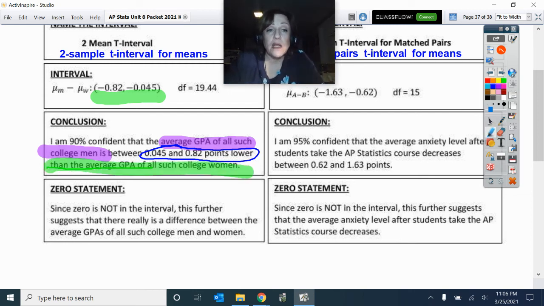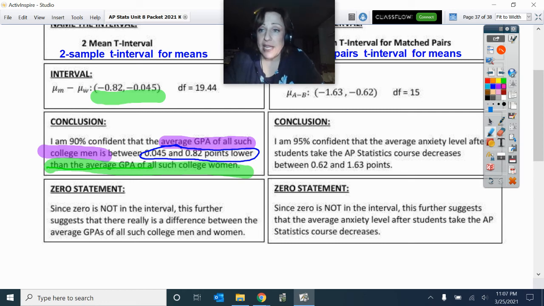Okay, so look at that. 2 separate averages stated and the difference between those two. And since 0 is not in the interval, this further suggests that there really is a difference between the average GPAs of college men and women. So see, my language is really distinguishing that I have 2 means right here in that problem.